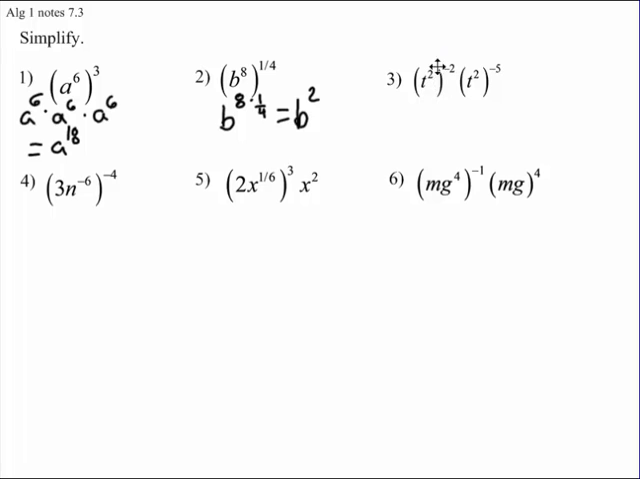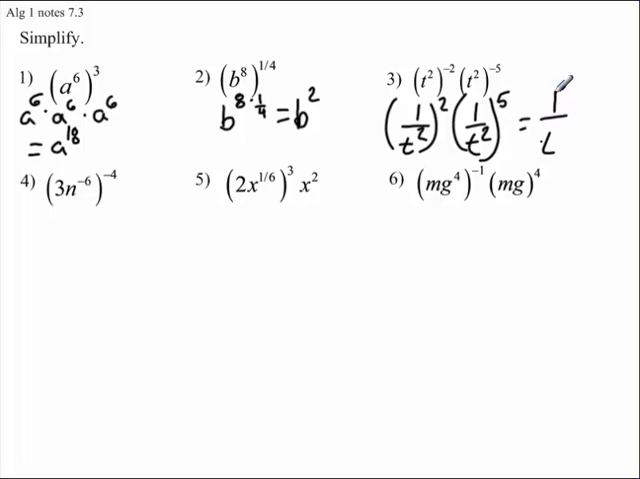Alright, here's another one. We got some negative exponents that I've put in there for you. That's nothing more than 1 over t squared. And over here, squared. Once I flip it, that becomes positive. This one becomes 1 over t squared. And again, once I flip that, my 5 becomes positive, equals 1 over t squared. How many times are we multiplying these together? To the 7th power. Okay.